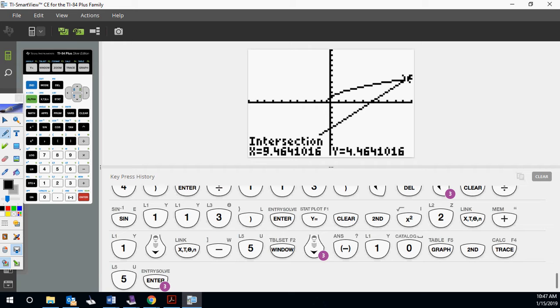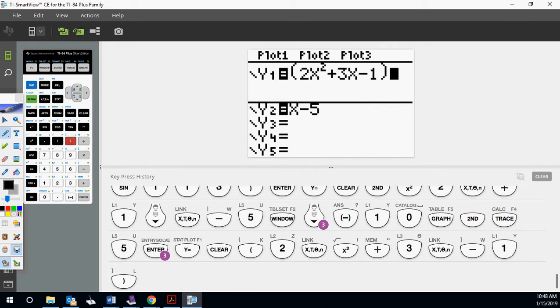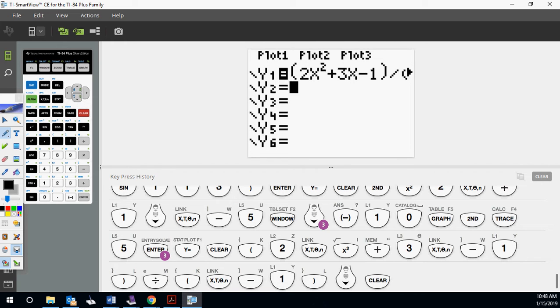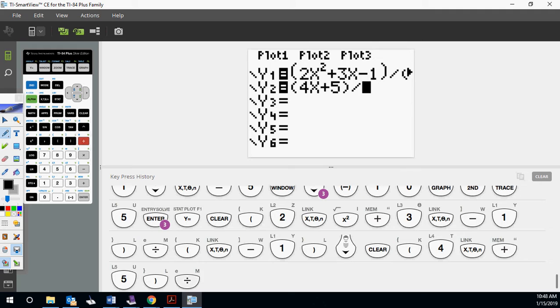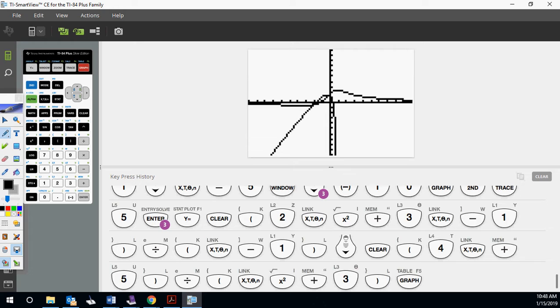Okay, next one, same thing. I'll stay at the calculator here. It's saying solve the rational equation graphically, so we have left side equals right side. Make sure you use brackets with these. So go bracket 2x squared plus 3x minus 1, close the bracket. Now do your dividing bar, another bracket, x minus 1 on the bottom. I'm going to clear the second one. Then we have bracket 4x plus 5 divided by x squared plus 3. So there it is. I'm not sure if my window's going to be good or not. Okay, it looks like it is.